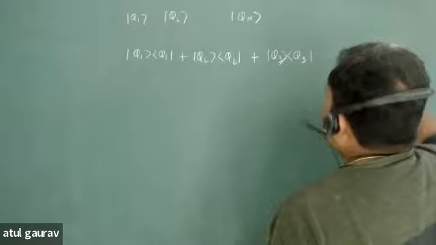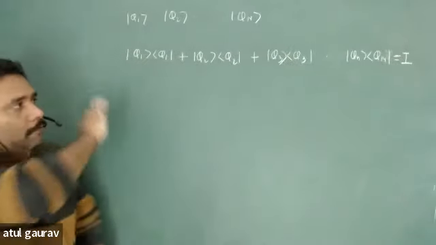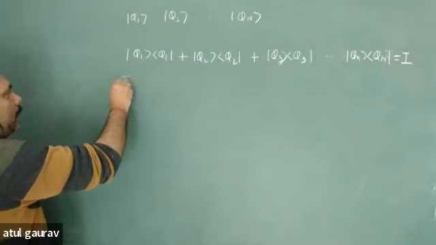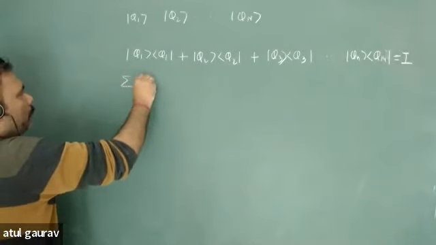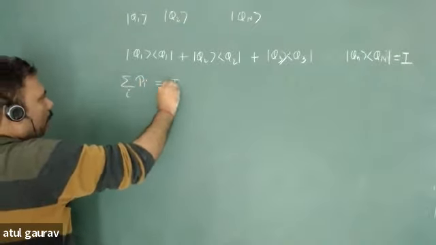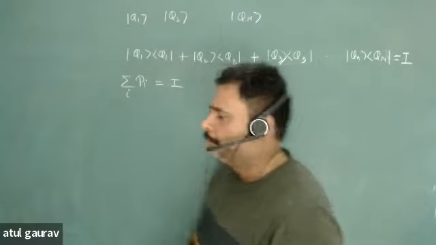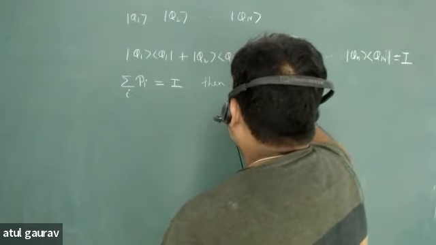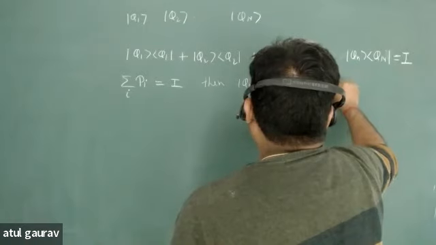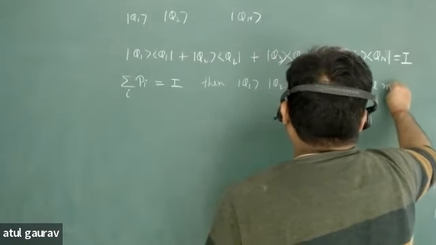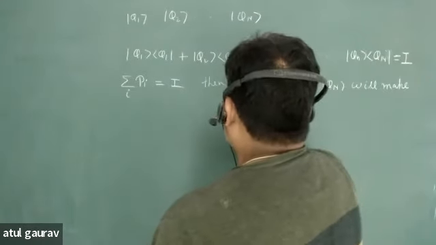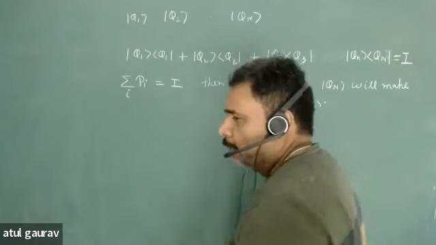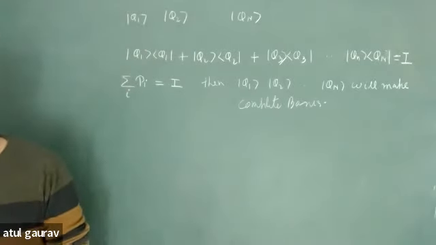identity operator. If you add all of these and you are getting the identity operator, in another way, what I am trying to say, P i summation over i is equal to the identity operator, then phi 1, phi 2 up to phi n will make a complete basis. Are you getting my point?